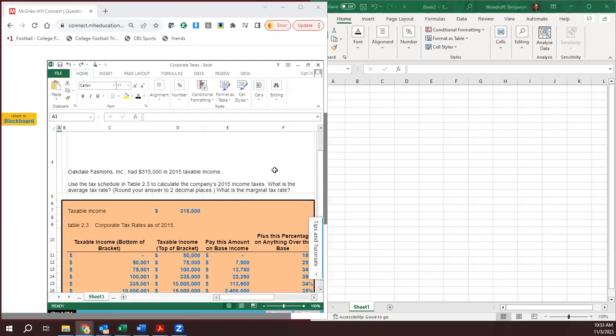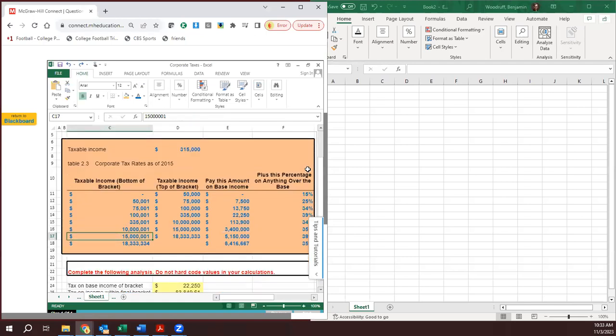For chapter 19, problem 1, we're given a large tax table, and we're told that we have $315,000 in taxable income to do our calculations with. So the question is, what is the tax on the base income of that bracket? So we need to figure out which bracket this goes into.